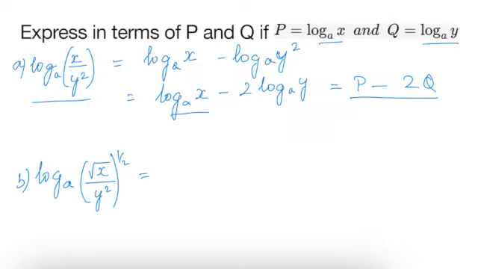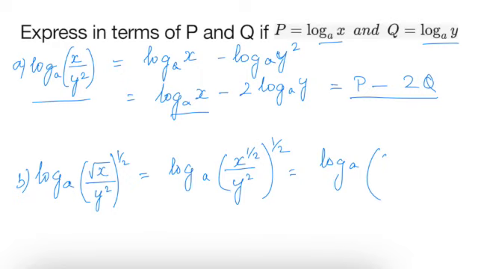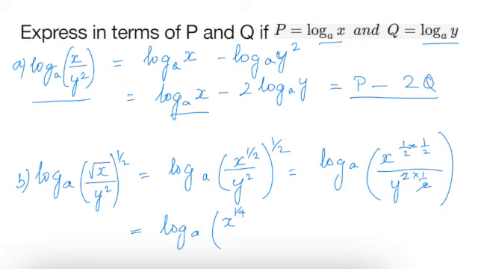Similarly, let's try this one. Okay, first let's try to simplify this by putting this as log of root x, which can be written as x to the power half, by y square, whole to the power half, to the base a. Now I'm going to take the half inside the bracket, which will become half into half divided by y square into half. Okay, this will cancel out. So this function simplified will become log a into x to the power 1 by 4 by y.